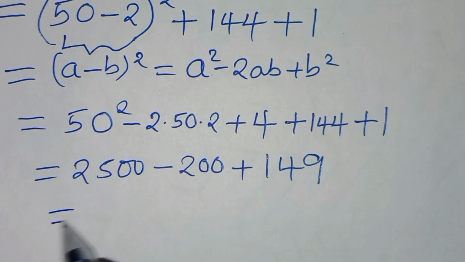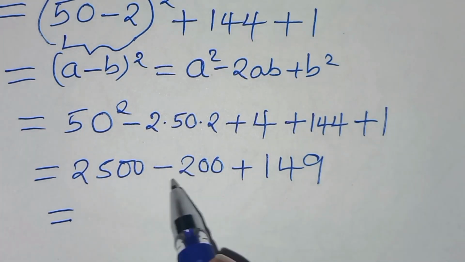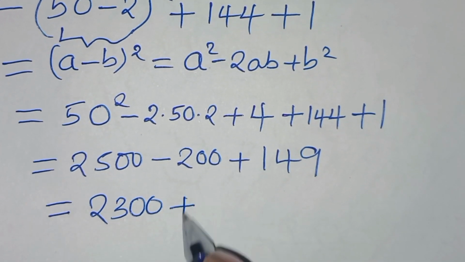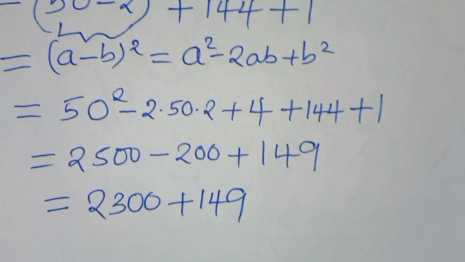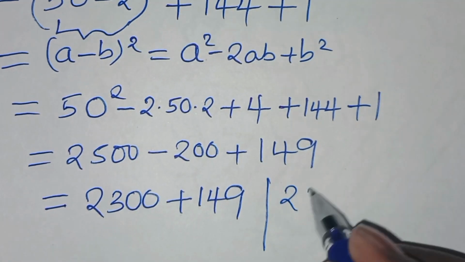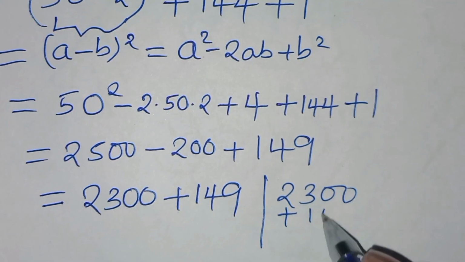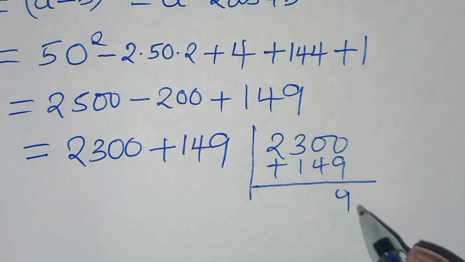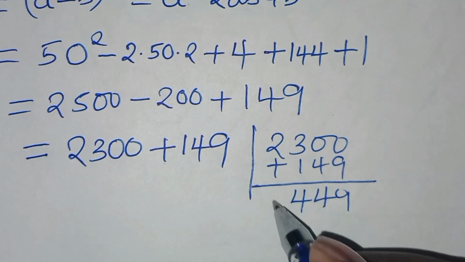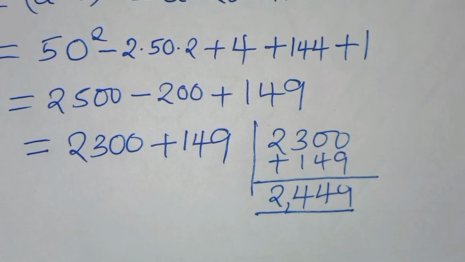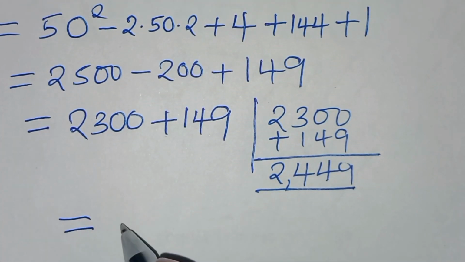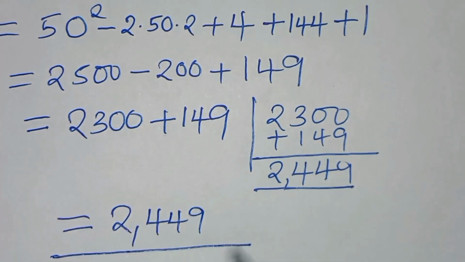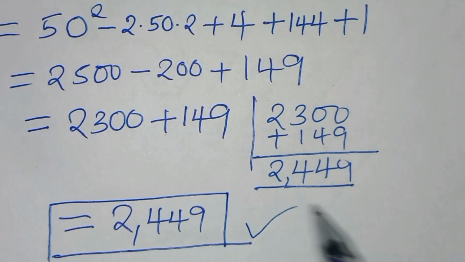So this implies that here we have 2500 minus 200. This is 2300, then plus 149. So here we have 2300 plus 149. So that now here we have 9, this is 4, this is 4, and this is 2. So we have the solution here, 2449. So this is the solution by applying method 1.